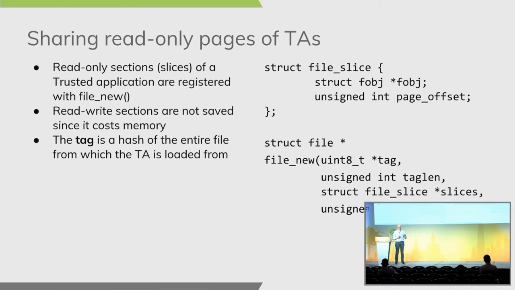So it means that if you're interested in this file, you will have to use this tag in order to find out if there's any FOBs registered. So we have this file slice, which is basically an FOB, and then an index into the TA file. So page offset is the page index of the file.